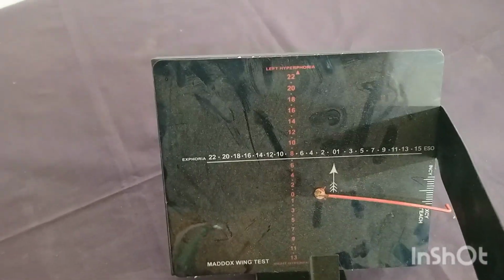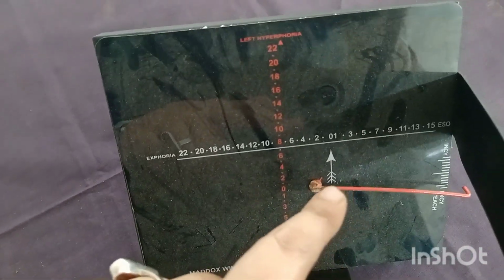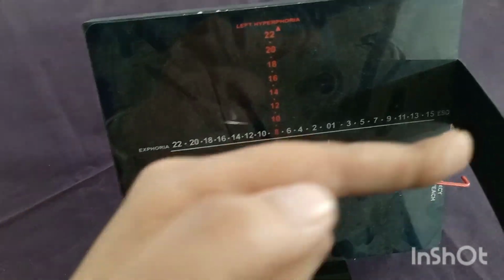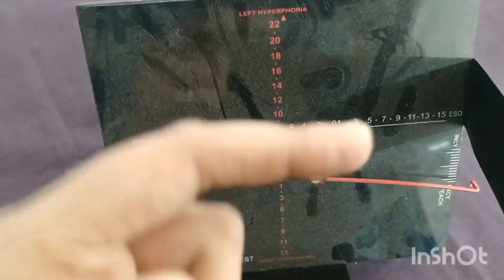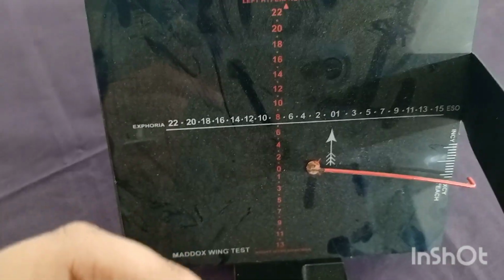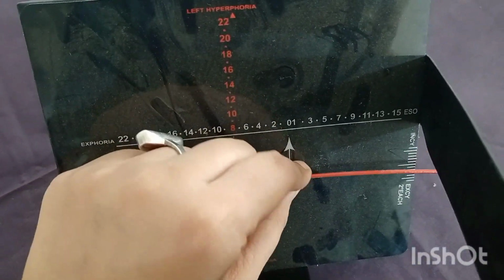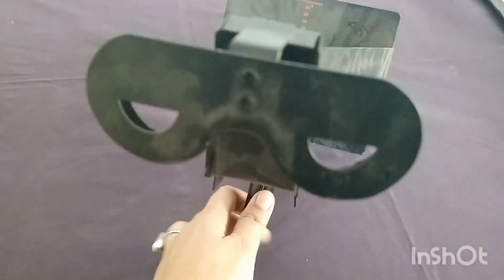Now what happens, due to the presence of the septum, is that the right eye sees a red and white arrow, each of which points to a scale with numbers seen by the left eye. The red arrow will point to the vertical red scale and the white arrow points to the horizontal white scale. There is also a third arrow located to the right and below the horizontal white scale, which is used to measure torsion. Maddox wing gives a very accurate measurement of near phoria.